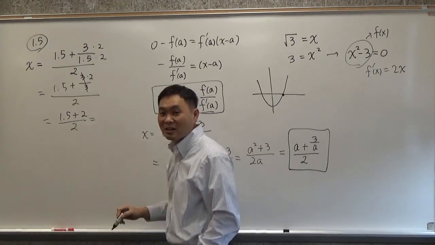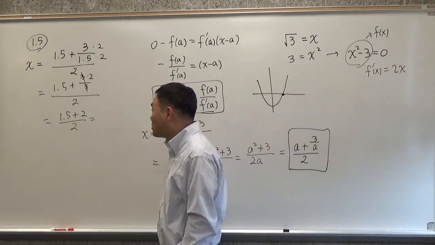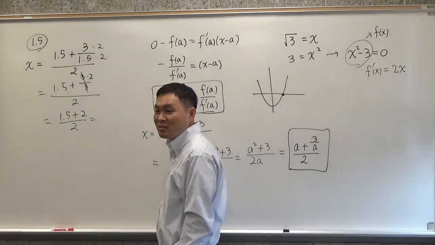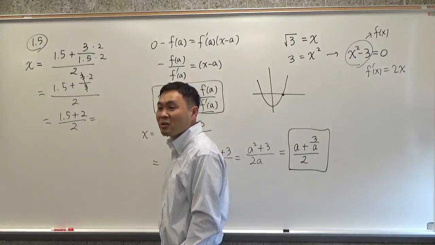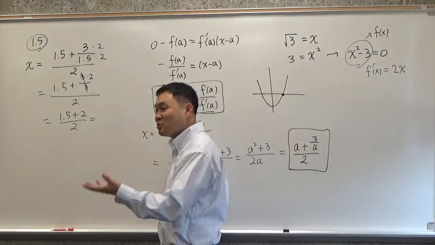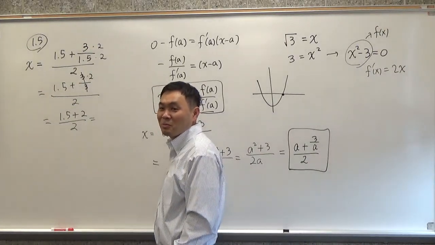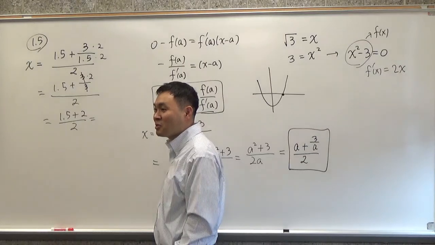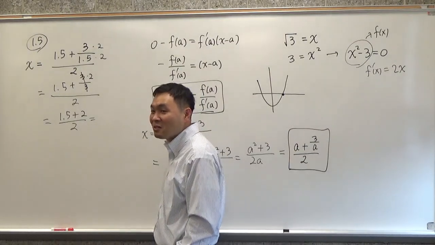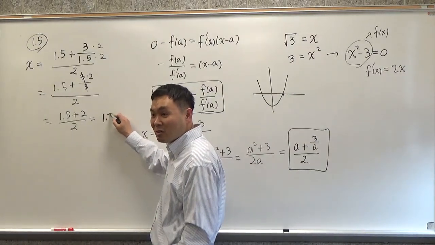What's that? What's the average between 20 and 15? Or 200 and 150. If you earn $150 the first day and 200 the next day, what's your average daily income? 175. So this is going to be 1.75.